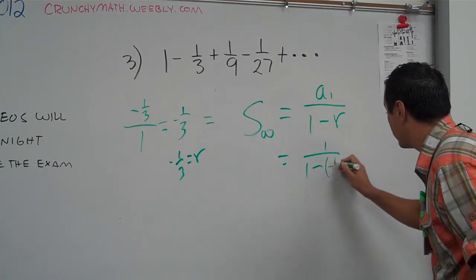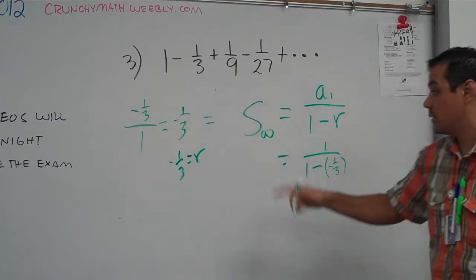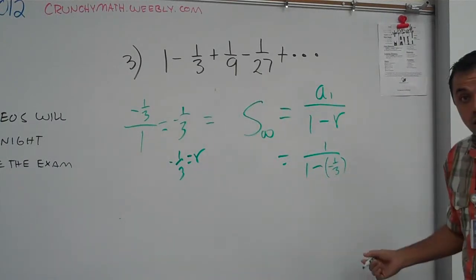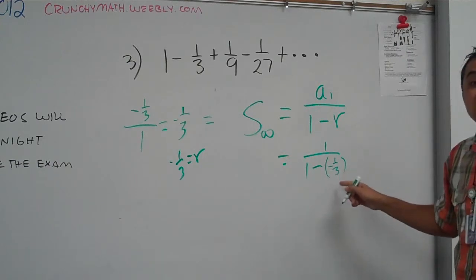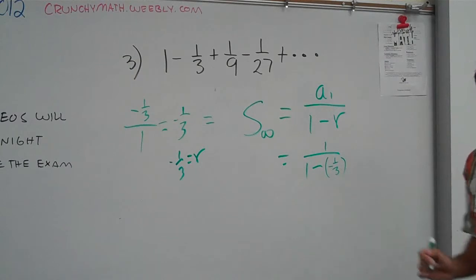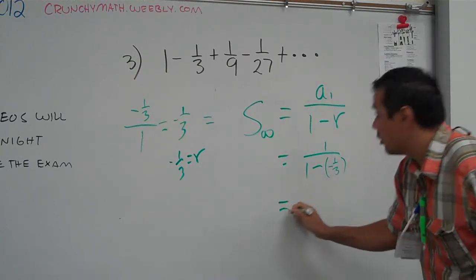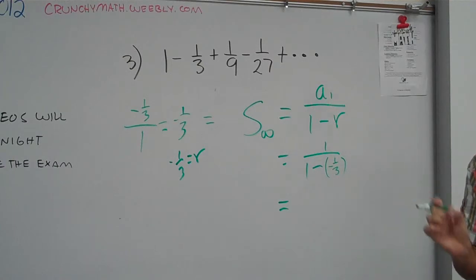Be very careful. This was a huge mistake on the test. A lot of you guys did it backwards and you ended up getting negative 3 for your R. No, R is negative 1 over 3. A lot of you also forgot to do the negative. Be careful with that. It will give you a different answer if you don't make this a negative. So you've got to make sure you look at your numbers carefully and find R correctly.